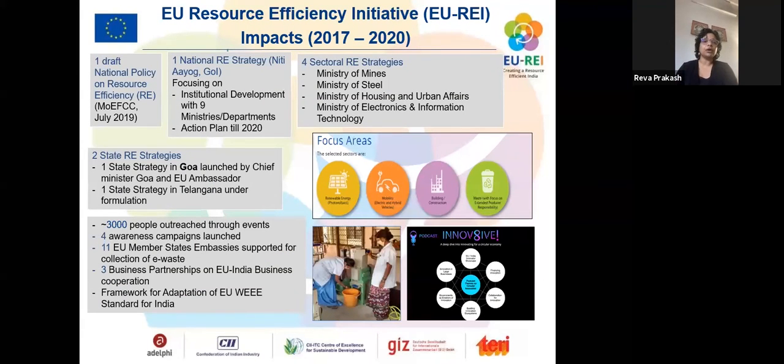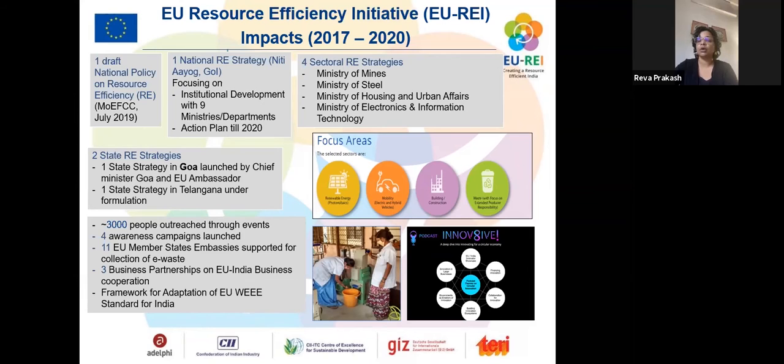So I've already talked about the developments of what has happened, but in terms of understanding the impacts of what a bilateral initiative at first, and then the EU REI initiative had on the entire ecosystem: after the implementation of the resource efficiency strategy and going into the states, there were 4 sectoral RE strategies that were also released. This was in January 2019, and these strategies were for the Ministry of Mines. They looked at aluminium as a resource, and they wanted to understand how to make it more circular and resource efficient. Then the Ministry of Steel came out with a strategy.